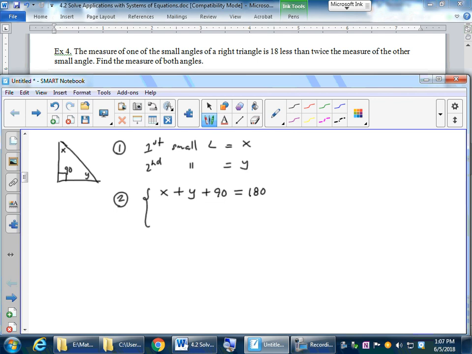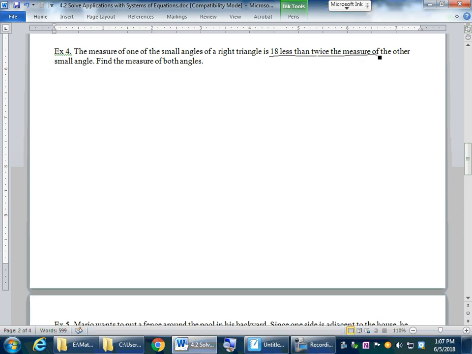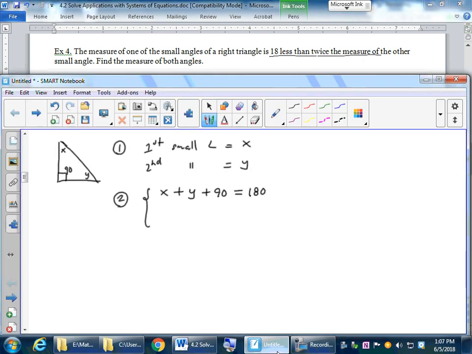So you notice that in the problem, it never tells you the three angles add up to 180 degrees. You have to remember that theorem. Now, the second equation is, like in the previous example, a relation between these two unknowns, the first small angle and the second small angle. See, the first small angle is 18 less than twice the measure of the other small angle. So I can say that the first one, x, is equal to twice the measure of the other small angle, and then minus what? 18, because it's 18 less than that.